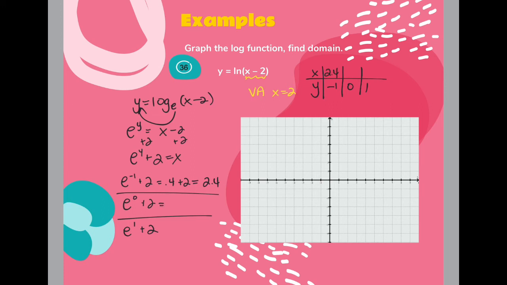E to the 0, we don't need the calculator for. That's 1. 1 plus 2 would be 3. And e to the first, we said to estimate is 2.7 plus 2 would be 4.7. Then I go to my graph. My vertical asymptote is at 2. And then I've got a coordinate point at 2.4, -1, 3, 0, 4.7, 1.